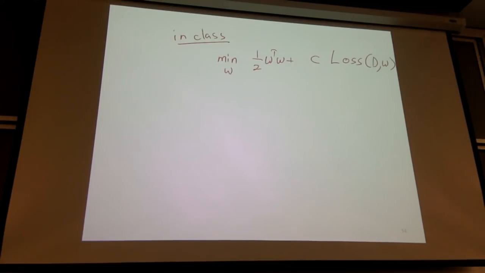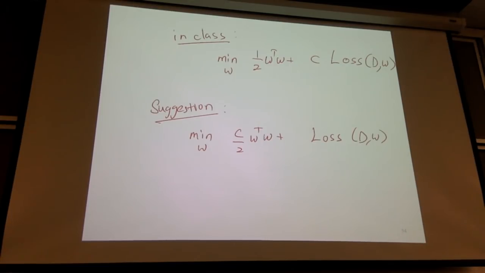B is the data set. So this is the whole thing. I'm not going to write what was. This is what we saw in class. What you suggested is minimize over W. Is this right? Is this what you did?